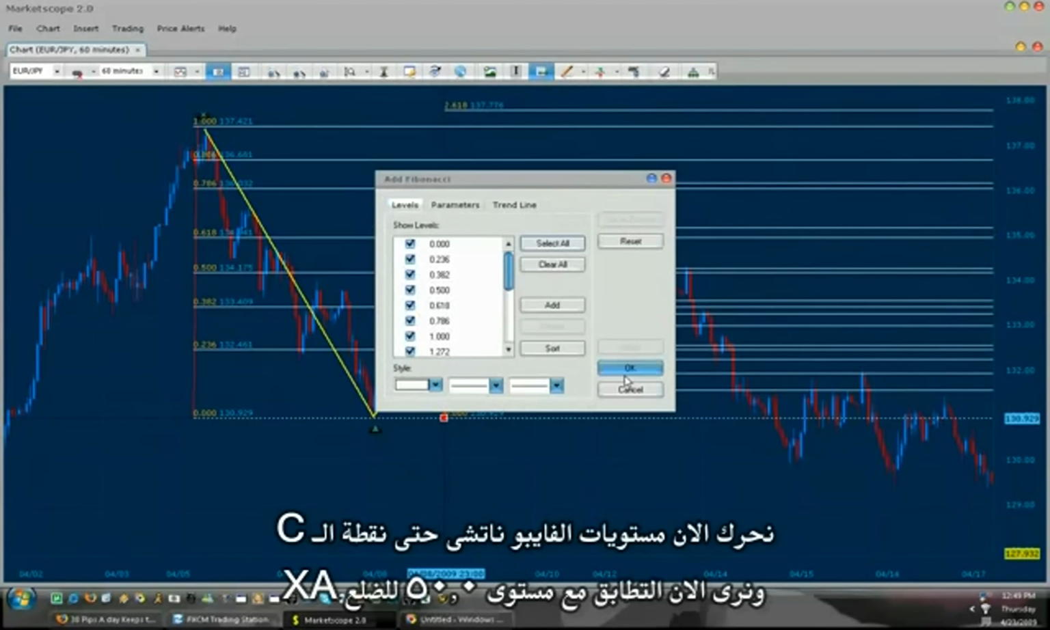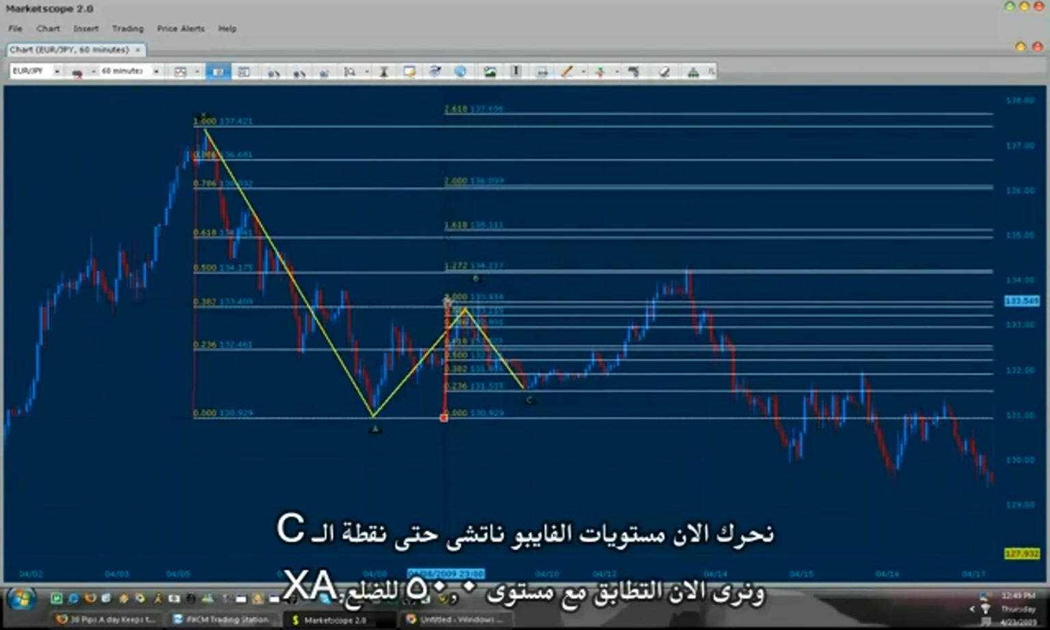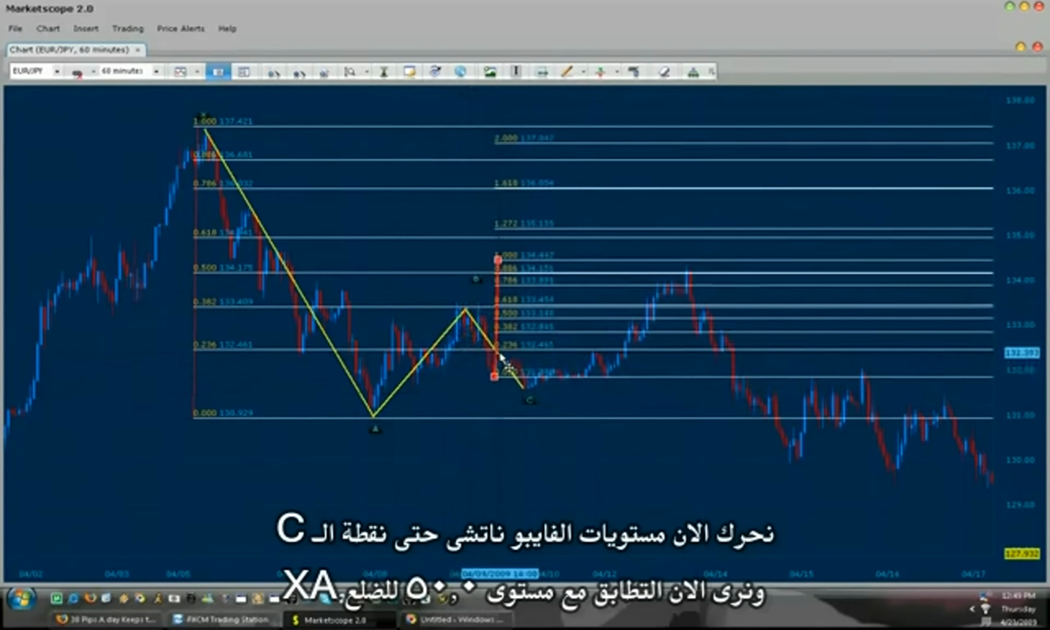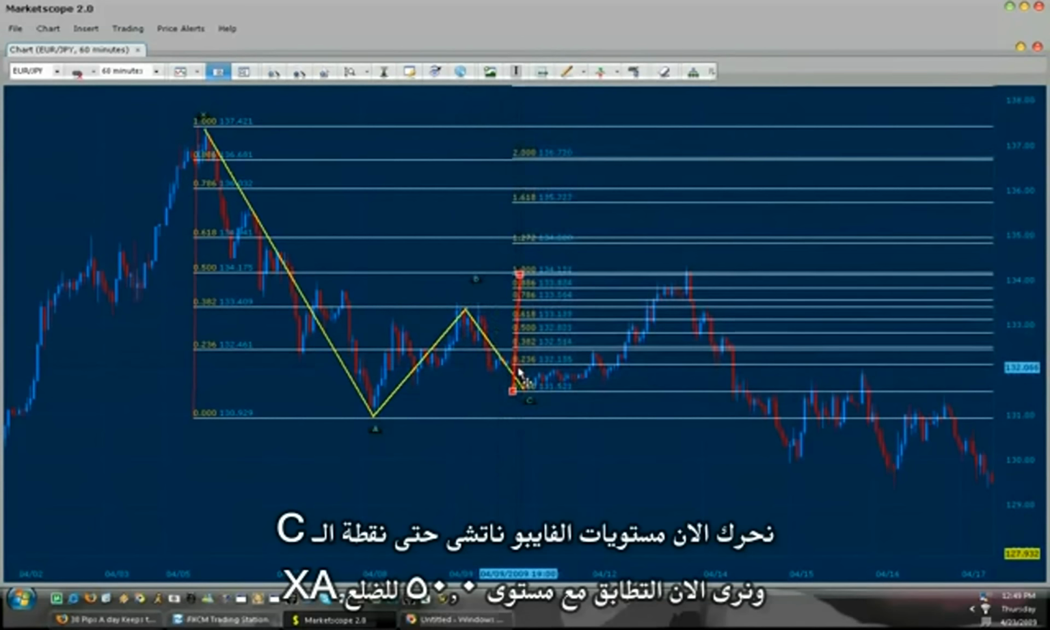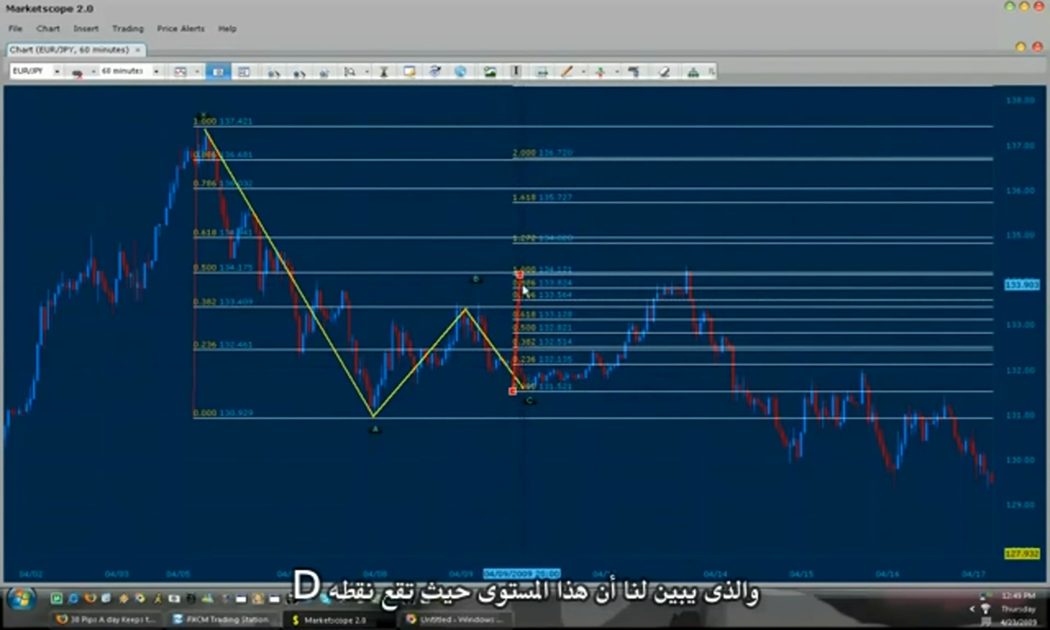So now I move the fib tool right onto the C leg, and here we see 100% completes at this point in price. It converges with the 50% of X and A. This indicates that this should be an area where a D would form.